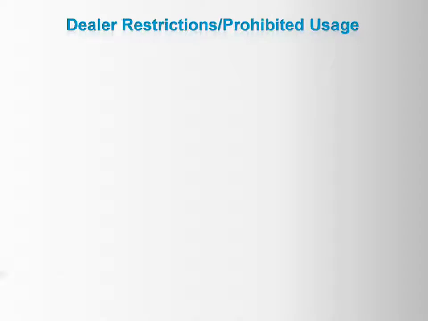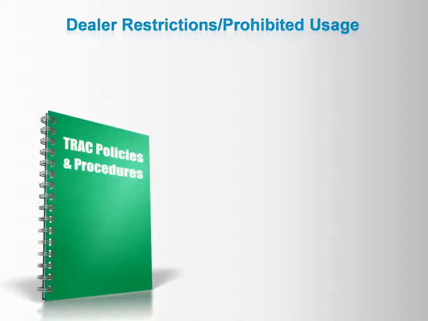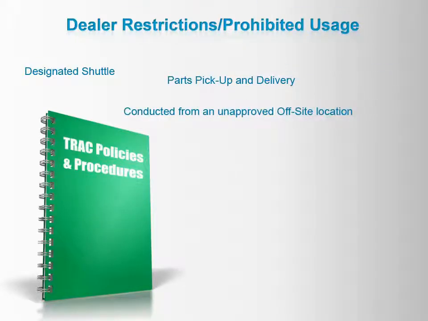A complete list of dealer restrictions is included in the Trac Policies and Procedures Manual. However, here is a list of the most common questions and issues that we see during the claim process. Do not designate and use one of your Trac vehicles as a customer shuttle. Never use a Trac vehicle for parts pickup or delivery. All rental transactions must be conducted from an approved dealership address or location. Any off-site locations away from the main dealership address must be reviewed and pre-approved as an off-site location.